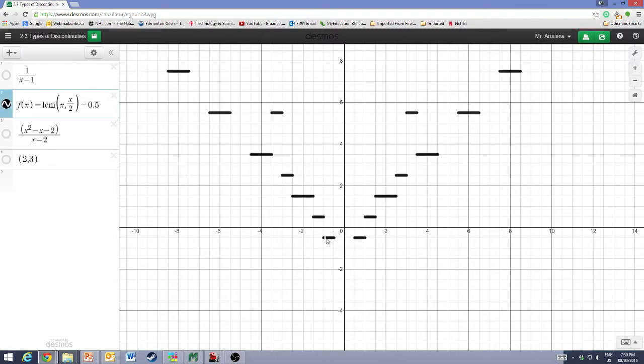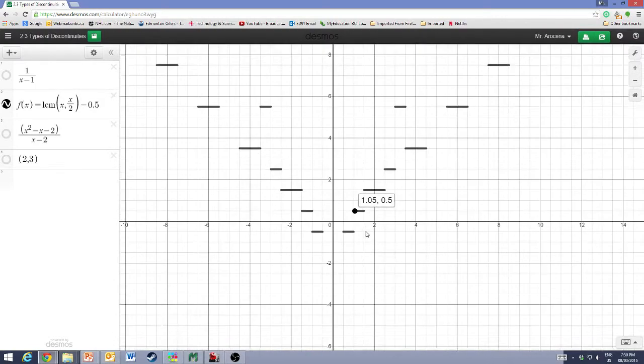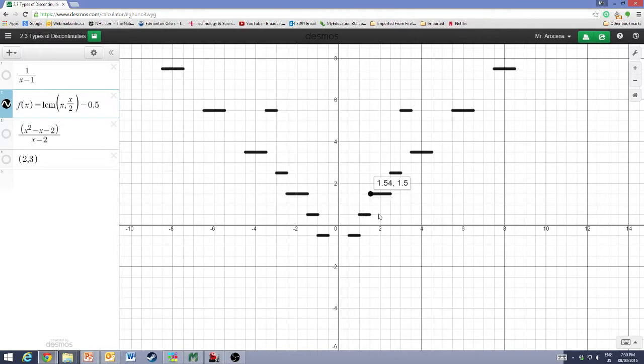Here your function is nice and fine, and all of a sudden it just jumps at x equals 1 and at x equals 2. It just jumps and jumps and jumps. That's really all a jump discontinuity is. The function is really discontinuous, and it just jumps all over the place.